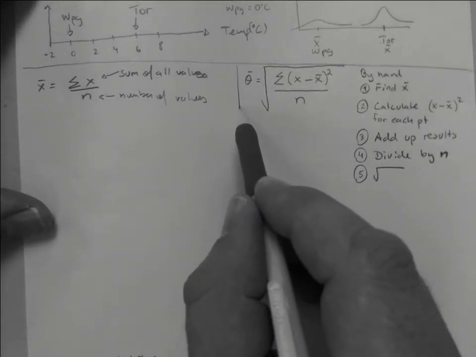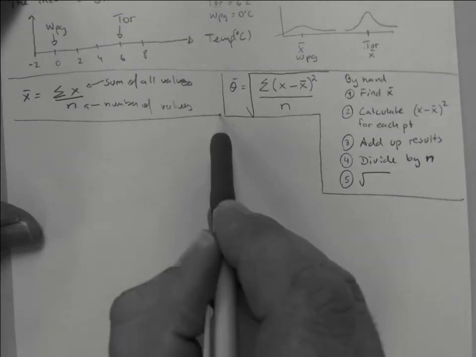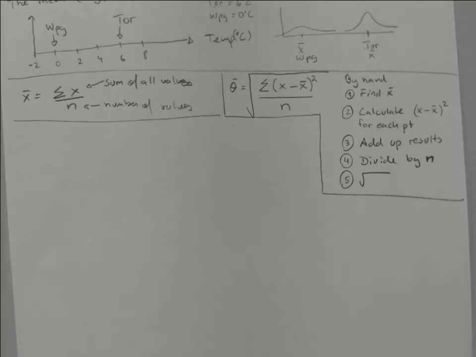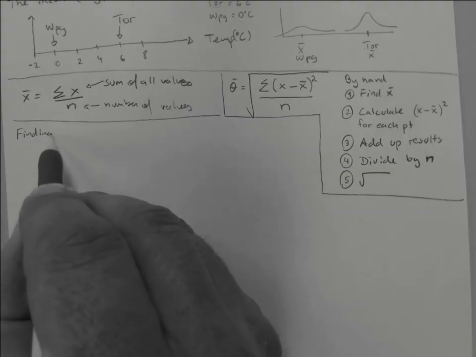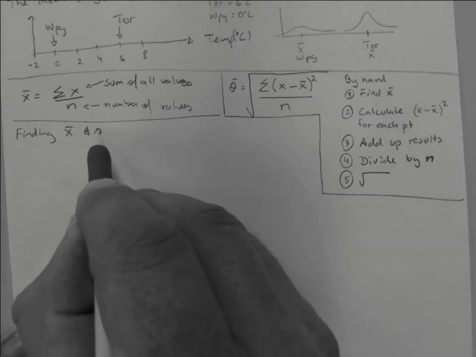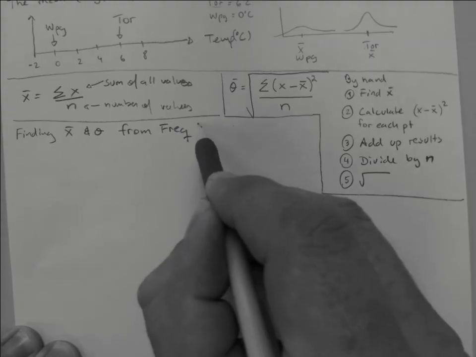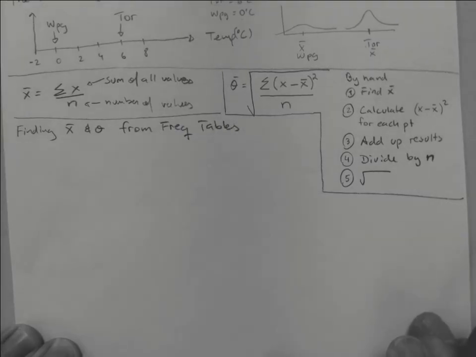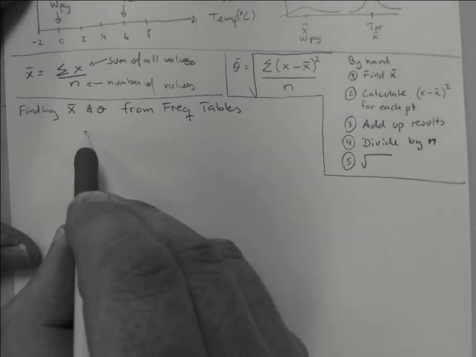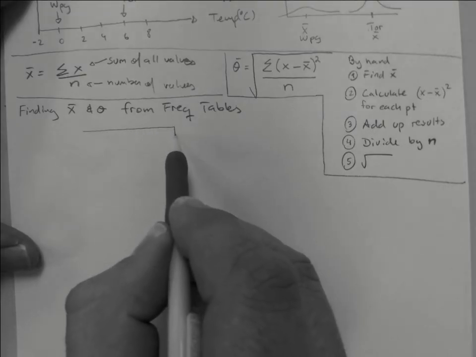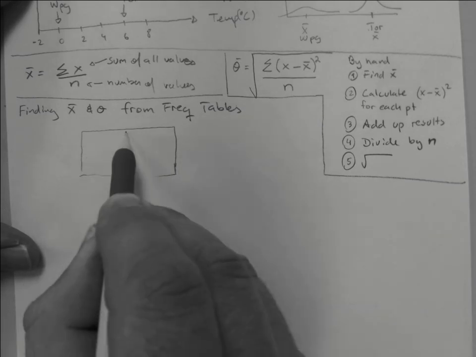Sheet. I did the standard deviation by hand there. I did the mean here, so that's good to go. I will call this finding mean and standard deviation from frequency tables. Okay, that's what I'm going to call this. And all I'm going to do, to be honest, is make a little table. We can just try to make it as small as possible.